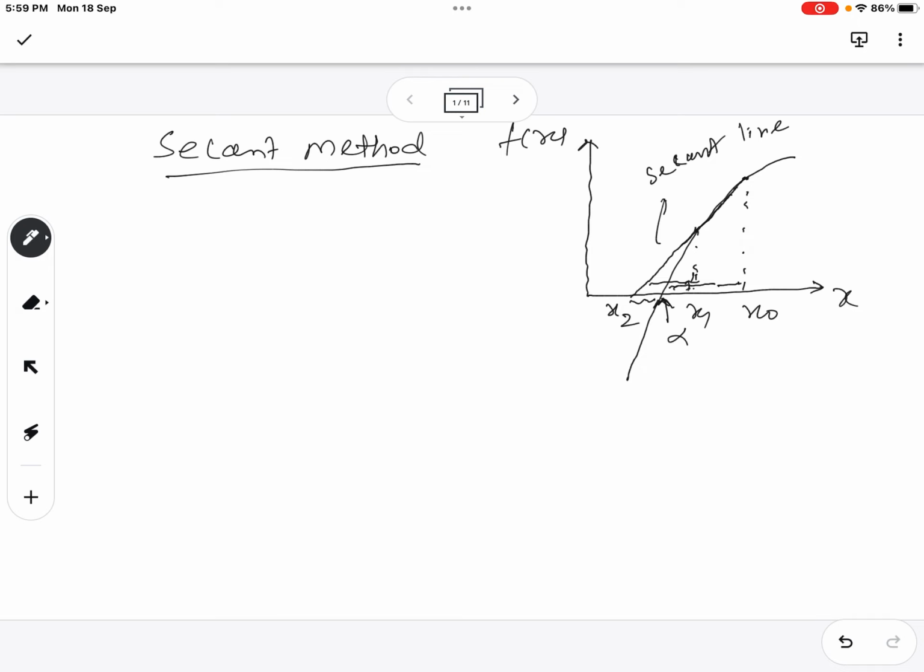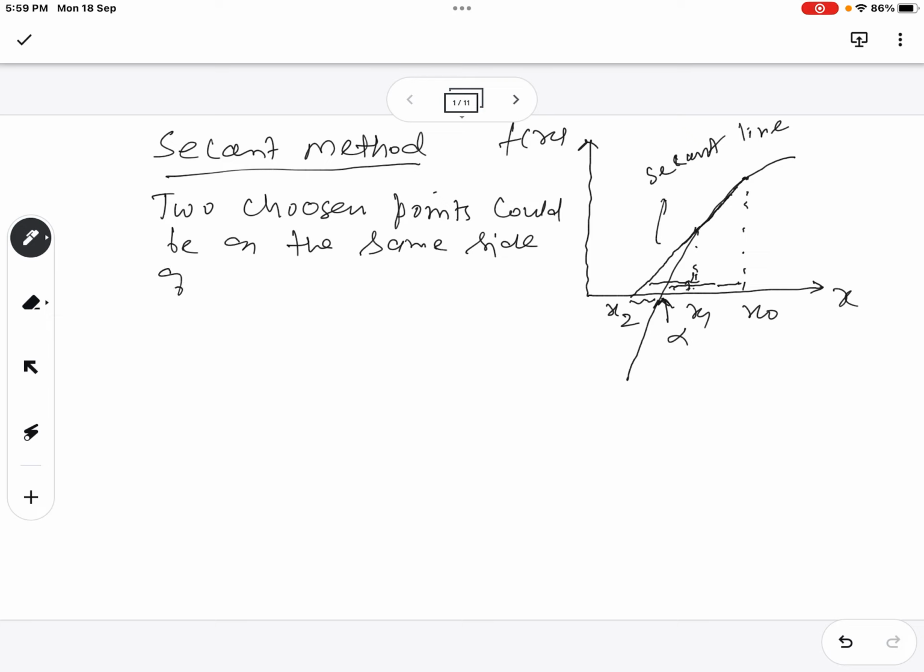These two chosen points could be on the same side of the curve, or maybe on opposite sides.